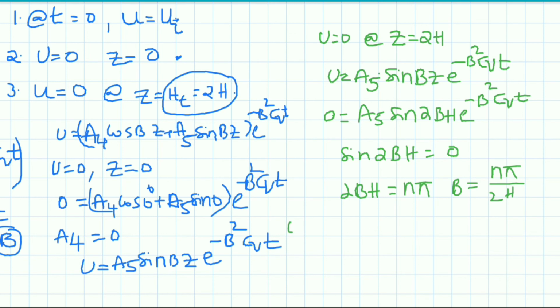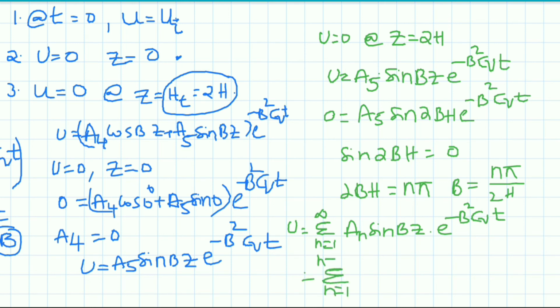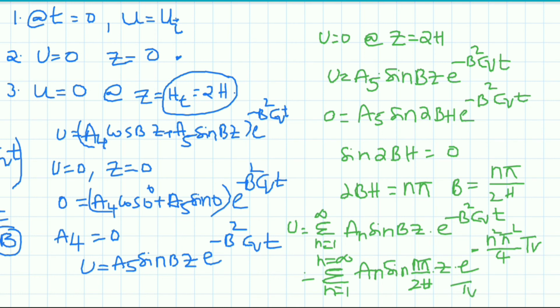So we can write u as sigma n equal to 1 to infinity of an sin bz into e power minus b square C nu T. We have obtained b as n pi by 2H, so sin of n pi by 2H into z, into e power minus n square pi square by 4 into Tv, where Tv is the non-dimensional time factor, Tv equal to C nu T by H square.